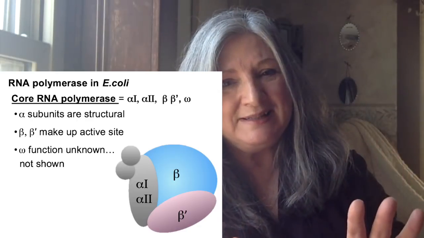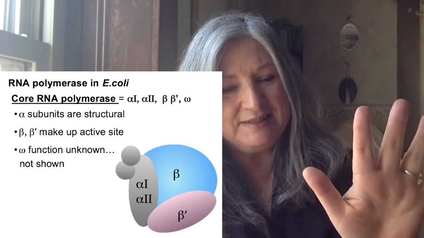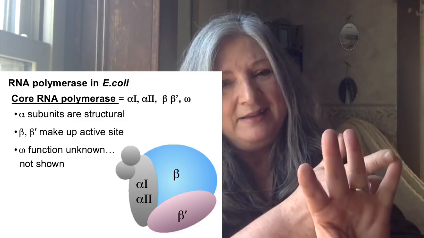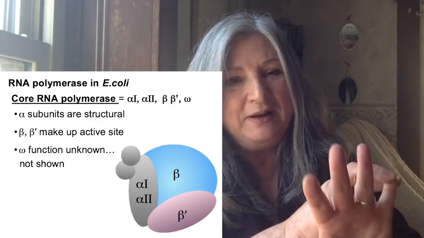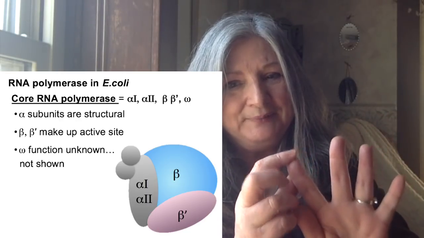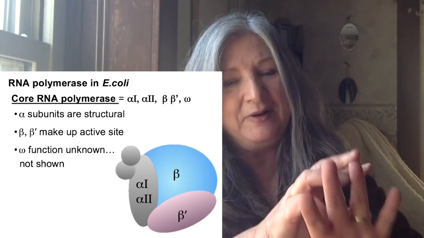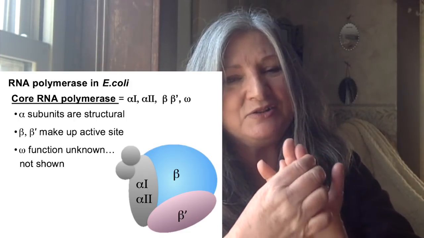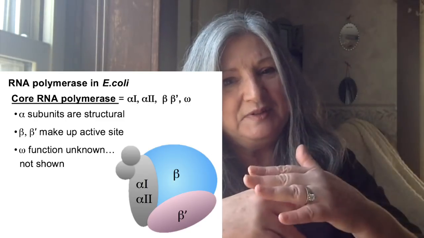The core polymerase is made up of 5 main regions: alpha 1, alpha 2, beta, beta prime, and omega. We're not quite sure what omega does, but alpha 1 and alpha 2 are structural. Beta and beta prime are catalytic. Those subunits are going to be the ones that are actually going to catalyze the polymerization itself.